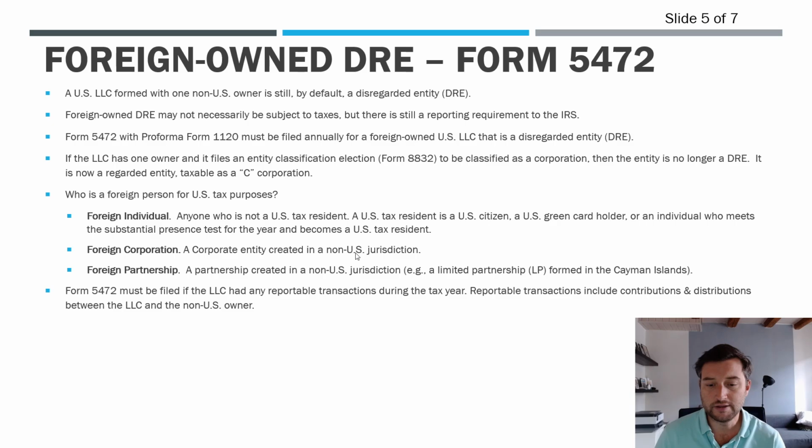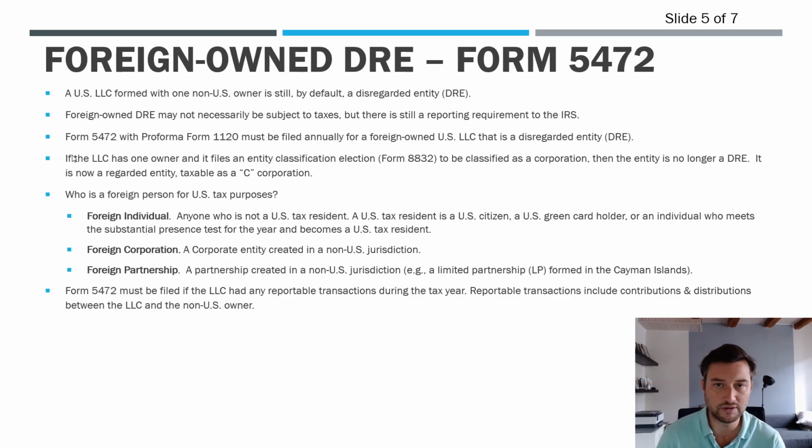Now, the foreign-owned DRE issues. A foreign-owned disregarded entity is a U.S. LLC formed with one non-U.S. owner, but it's still a disregarded entity, just like if it was a U.S. person. Now, as I said earlier on that very first slide, when you have disregarded entities, generally they don't have to file their own separate tax return, and that's because all the income just flows through to the owner. Foreign-owned disregarded entities are a little different. You do have to file some type of return, and this is the Form 5472.